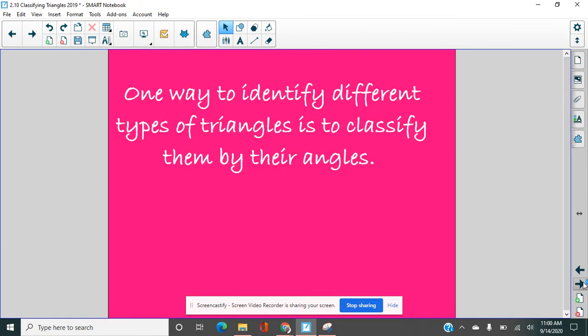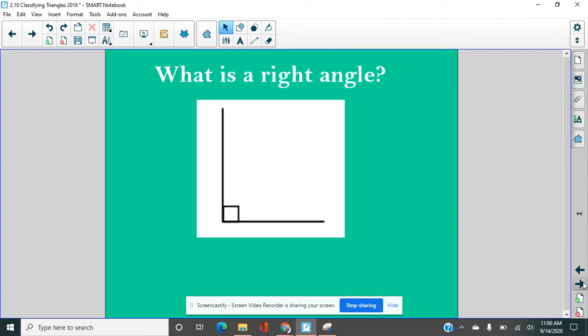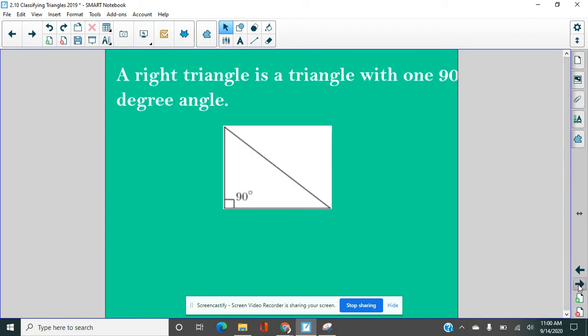Triangles. One way to identify different types of triangles is to classify them by their angles. Okay, that's what we're going to do today, is to classify them. All right, you know what a right angle is. What is it? A right angle is also called a square corner. It is open 90 degrees, right? You can see that right angle right down there in the picture. So if we take a right angle and we add the third side, we have created a right triangle.